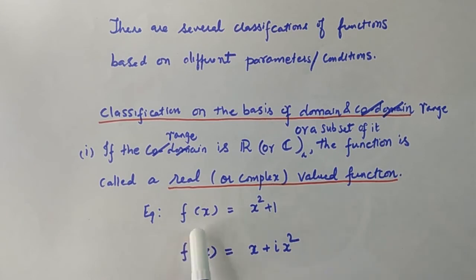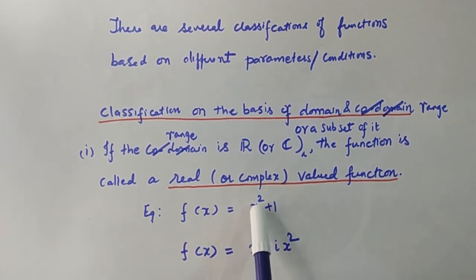For example, consider the function f(x) equal to x square plus 1. Now, x square plus 1 is a real number for every x belonging to R. So this function f is a real valued function. Similarly, the function f(x) equal to x plus i x square is a complex valued function because it takes values in the set of complex numbers.